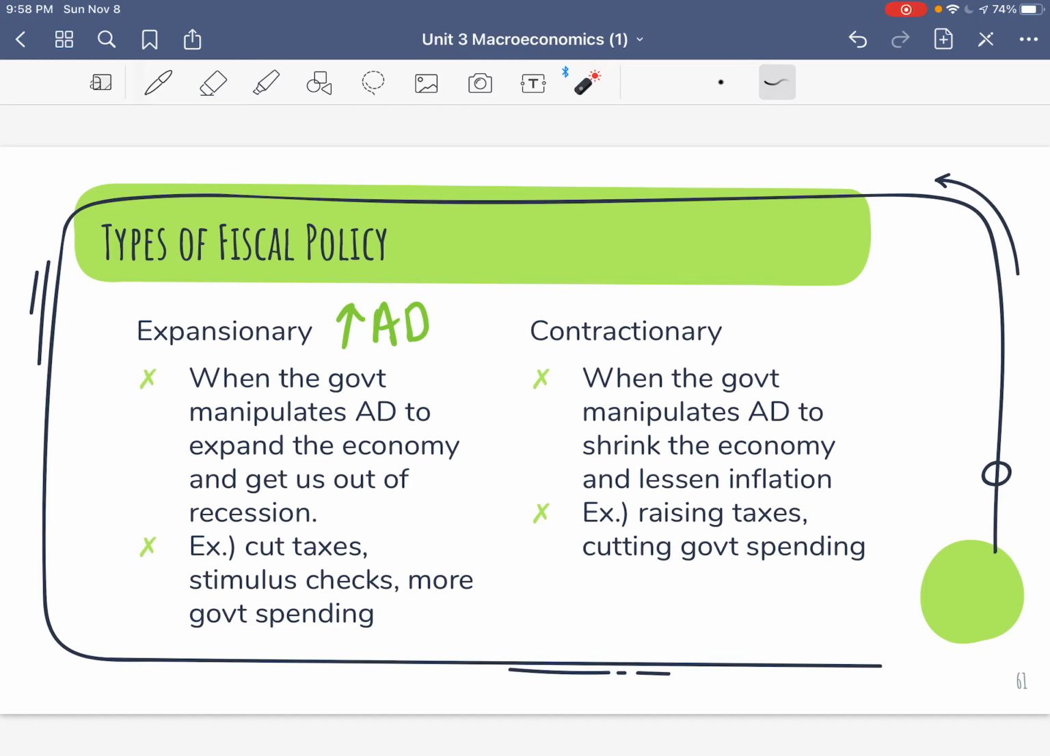Okay, contractionary would be they're trying to decrease AD because the prices are too high. There's too much inflation, okay? And a way to do this would be to raise taxes, get money out of people's pockets in a sense, and then cutting government spending.